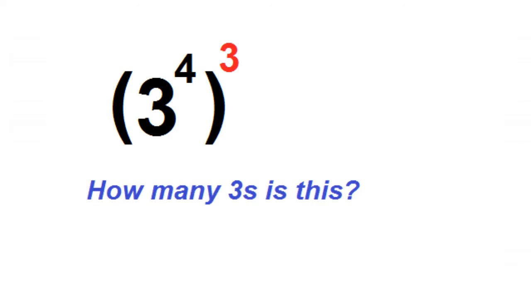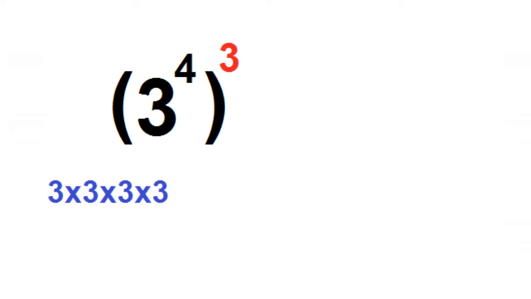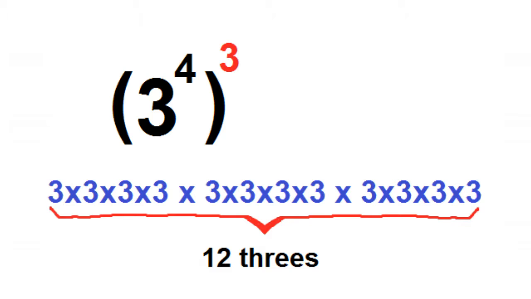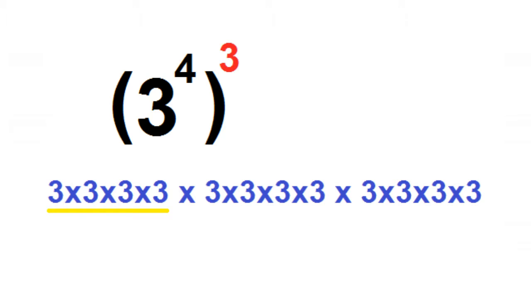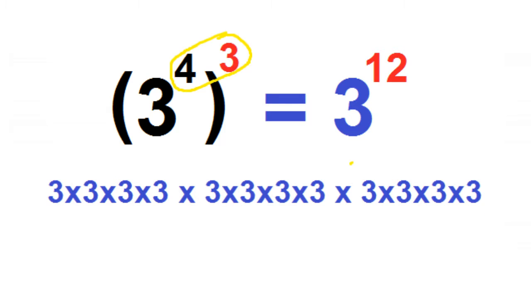If we have 3 to the power of 4 and cubed, how many 3's are being multiplied together? Well, 3 to the power of 4 is 3 times 3 times 3 times 3, and if we cube that, we'll have 12 3's multiplied together. So 3 to the power of 4 cubed gives us 3 to the power of 12. Notice how if you multiply the exponents, 4 times 3 is equal to 12?